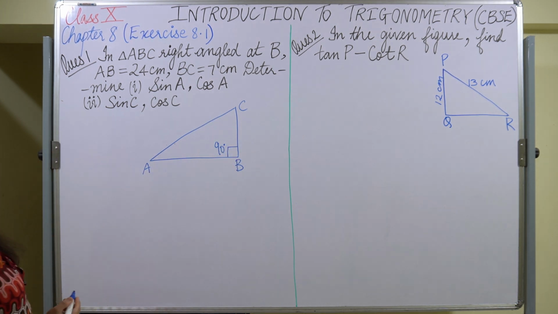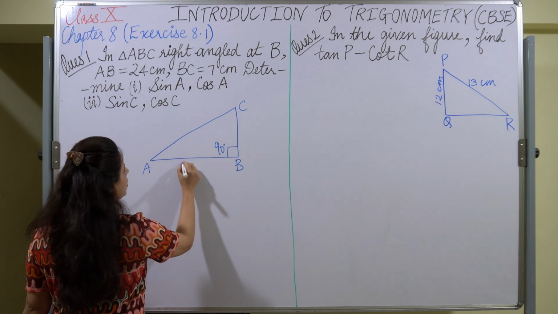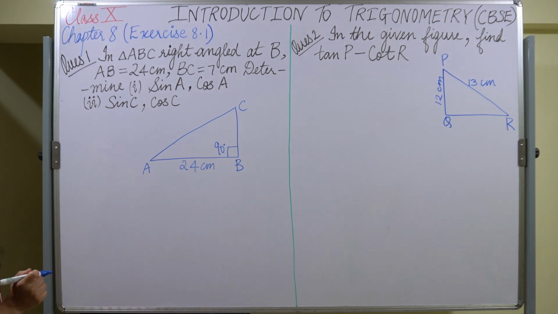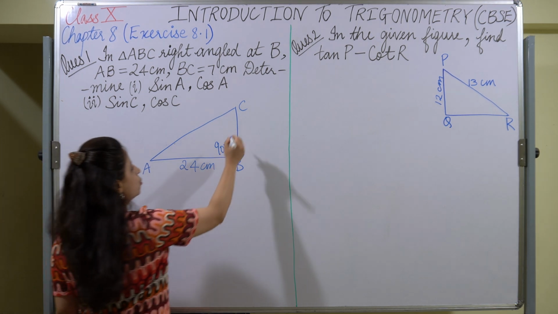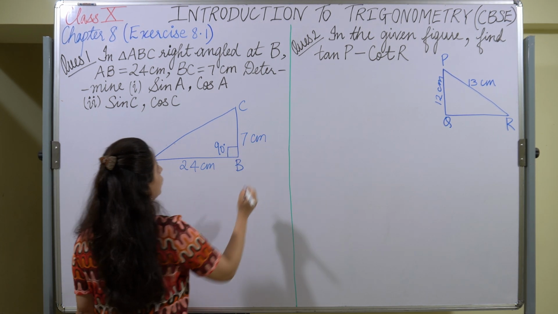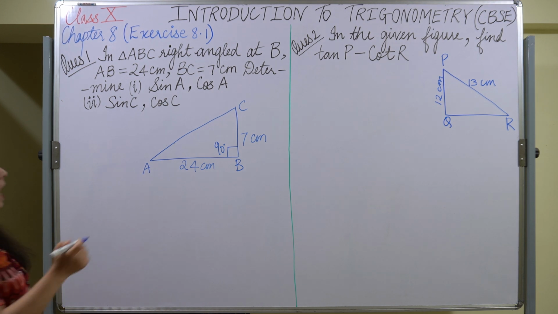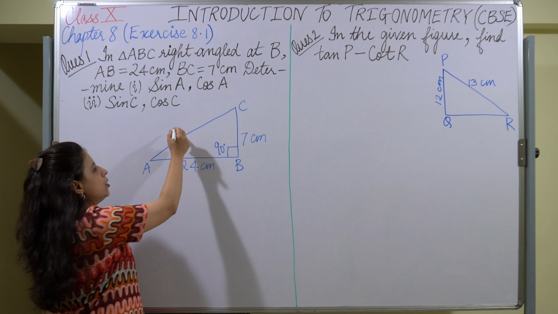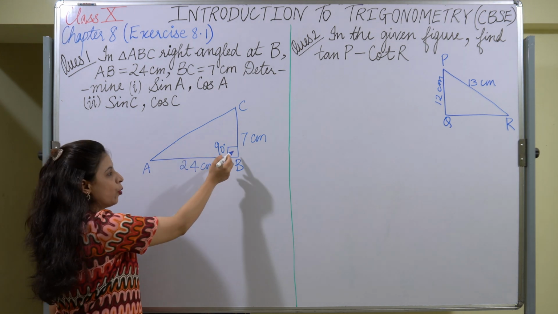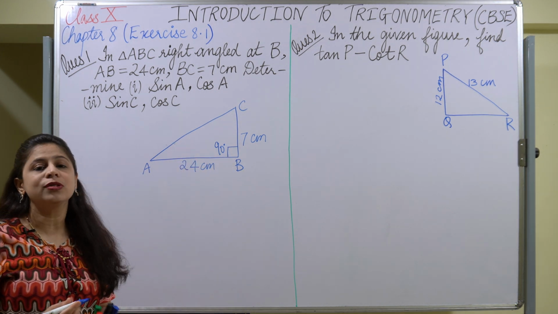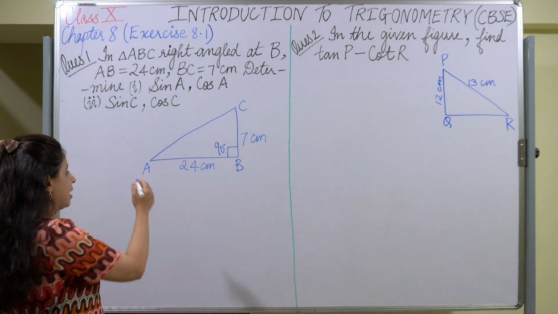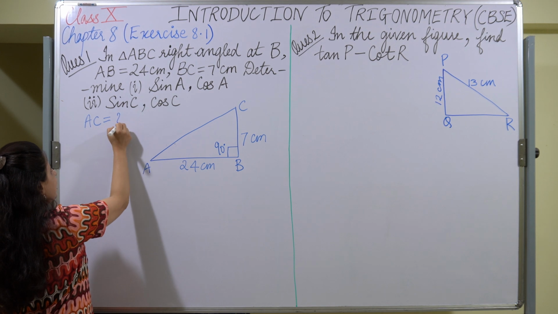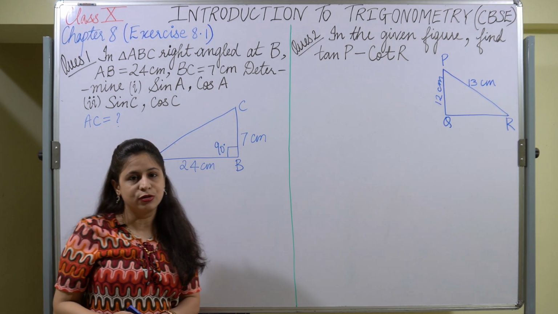Okay, and it is given to us AB is equal to 24 centimeter. Also, it is given to us BC is equal to 7 centimeter. And we are asked to find the values of sin and cos. The hypotenuse is not given to us. Opposite 90 is the hypotenuse, that is not given to us. That means AC is not given to us. So we will be finding AC with the help of Pythagoras theorem.